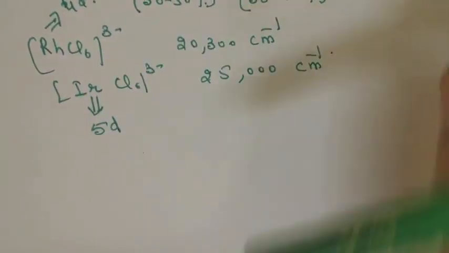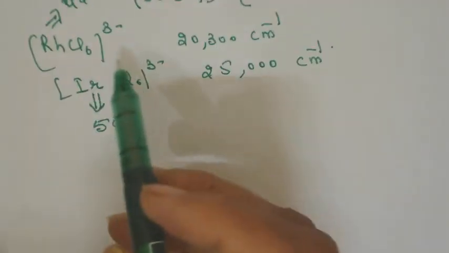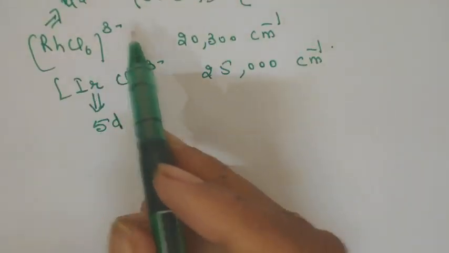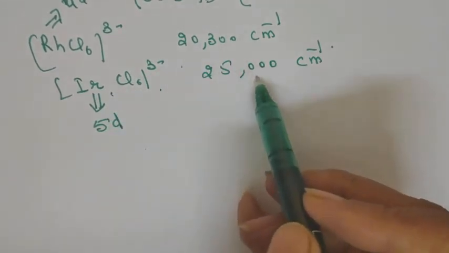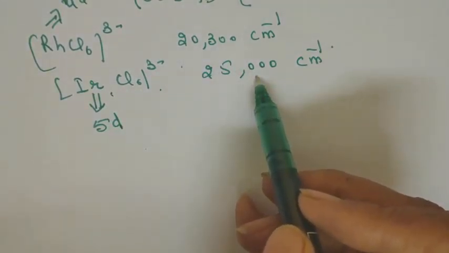A question can come: explain why CoCl6 3 negative has crystal field splitting of this and IrCl6 3 negative has crystal field splitting of this. You have to comment on this.